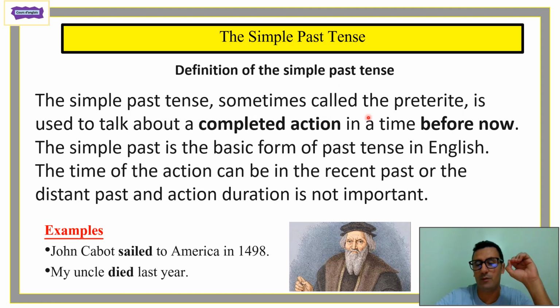Parfois, il est appelé le prétérit. The simple past tense is used to talk about a completed action in a time before now. The simple past is the basic form of past tense in English. The time of the action can be in the recent past or the distant past, and action duration is not important.